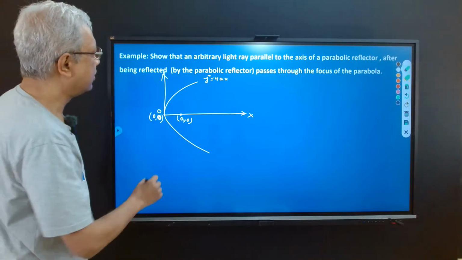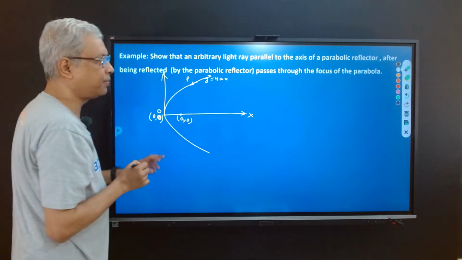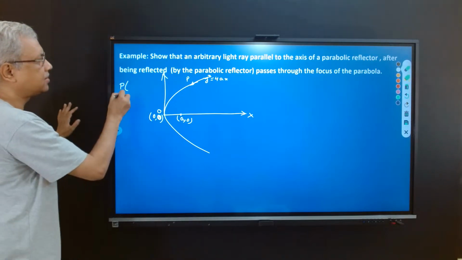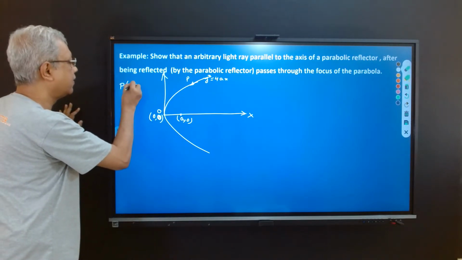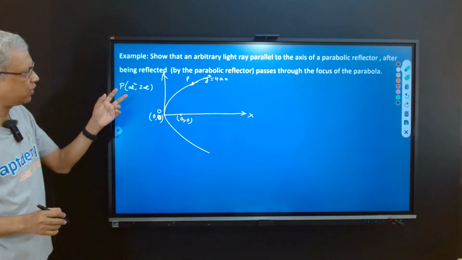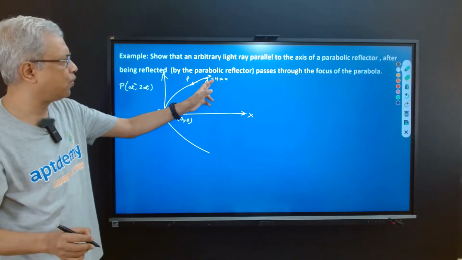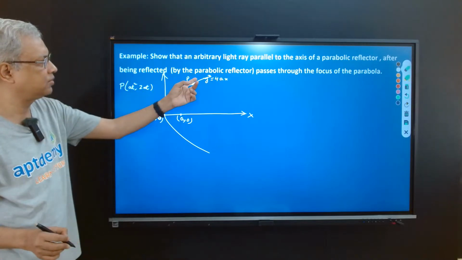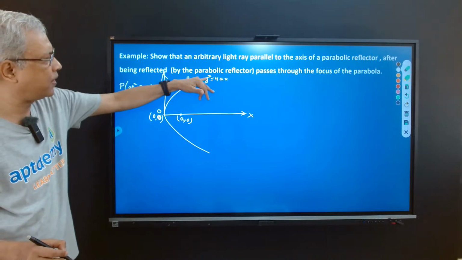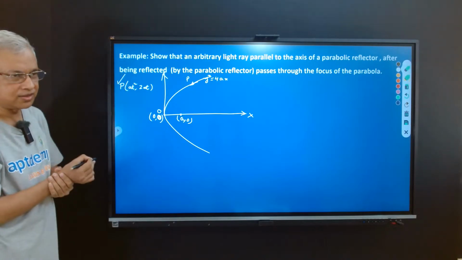Okay, now here you take an arbitrary point P. Again, you take the parametric form of this point. So P's coordinates you can take as (at square, 2at). No issue, because if I plug in 2at into the equation, the right hand side becomes 4a square t square and the left hand side becomes (2at) whole square, which is 4a square t square. So this point always satisfies this equation. So it is wise to take point P as (at square, 2at).